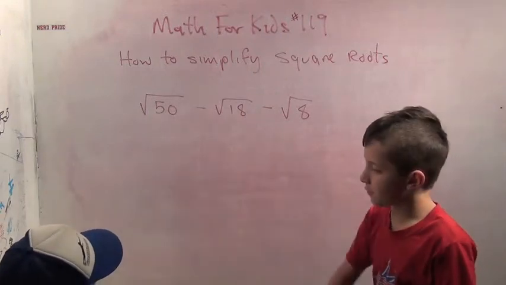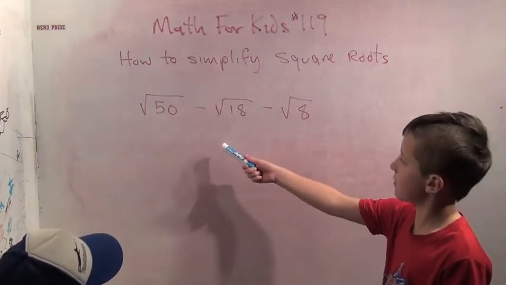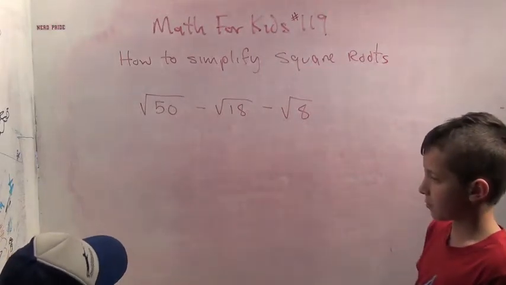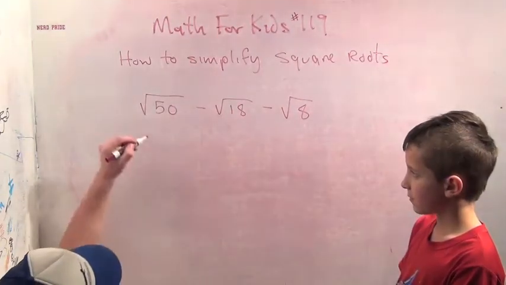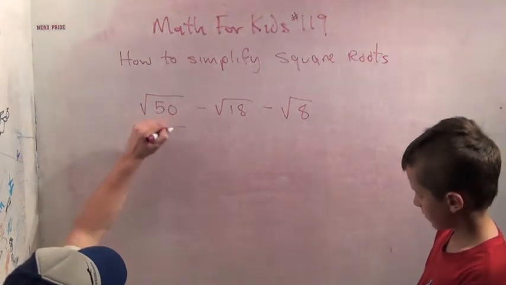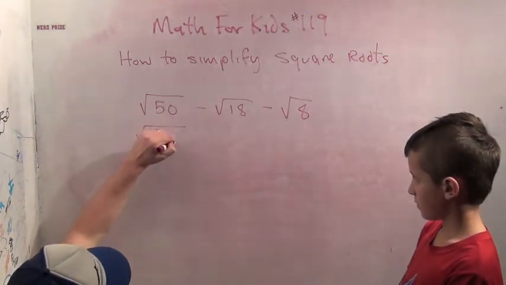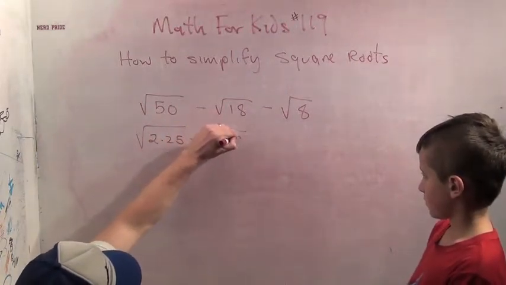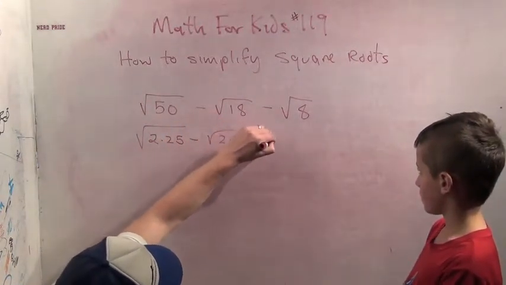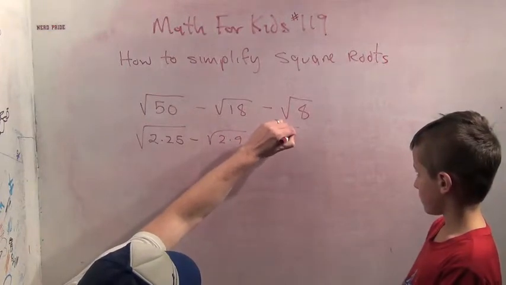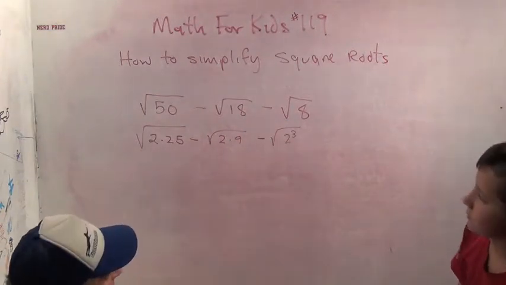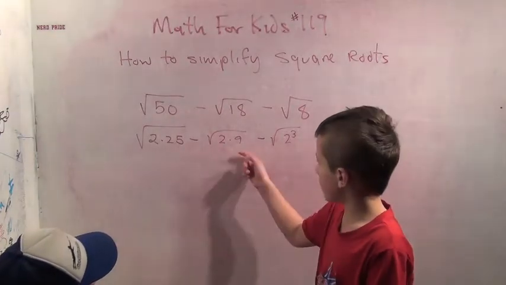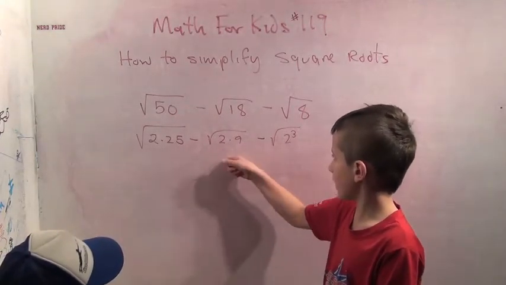This is the square root of 2 times 25 minus the square root of 2 times 9 minus the square root of 2 cubed. Okay, so I'll write that out. The square root of 2 times 25 minus the square root of 2 times 9 minus the square root of 2 cubed. Very interesting. Why does this help us simplify? Because we know what the square root of 25 and 9 are.